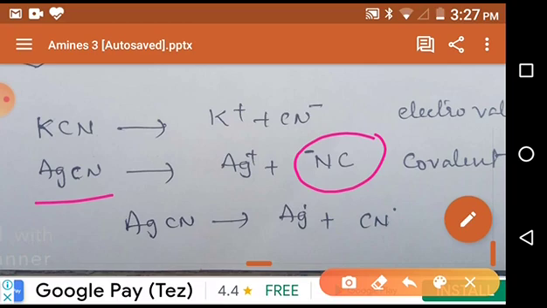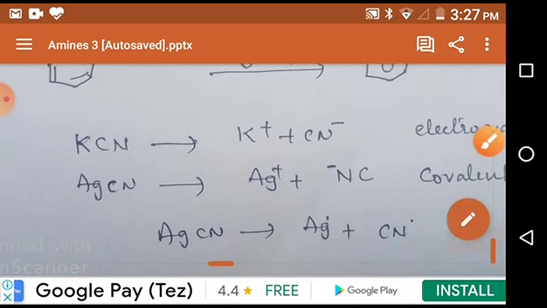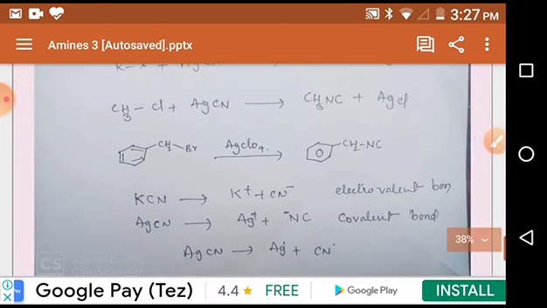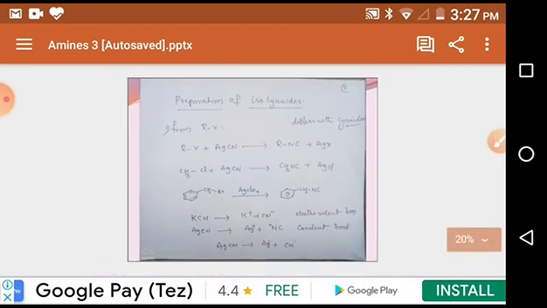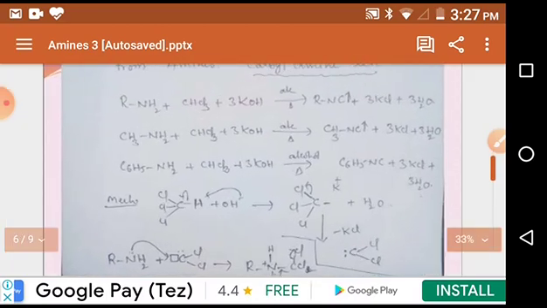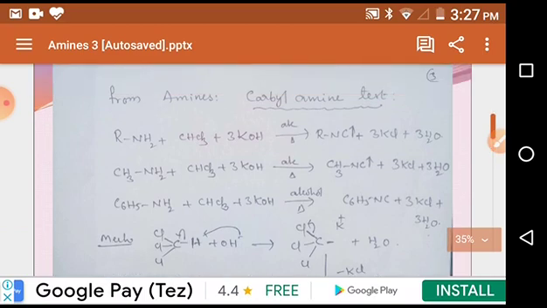One more approach is there. Silver cyanide undergoes bond dissociation, giving a nitrile radical. This radical attacks, giving isonitrile. So this is the difference between KCN and silver cyanide. If you use KCN, we'll get cyanides, but if you use silver cyanide, we'll get isocyanides, isonitriles.